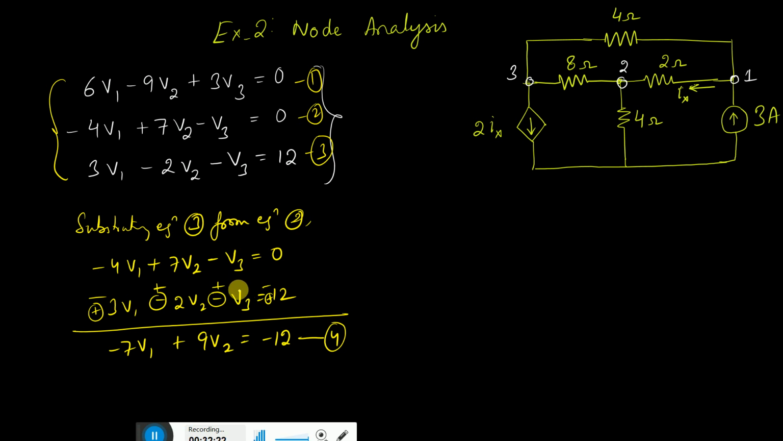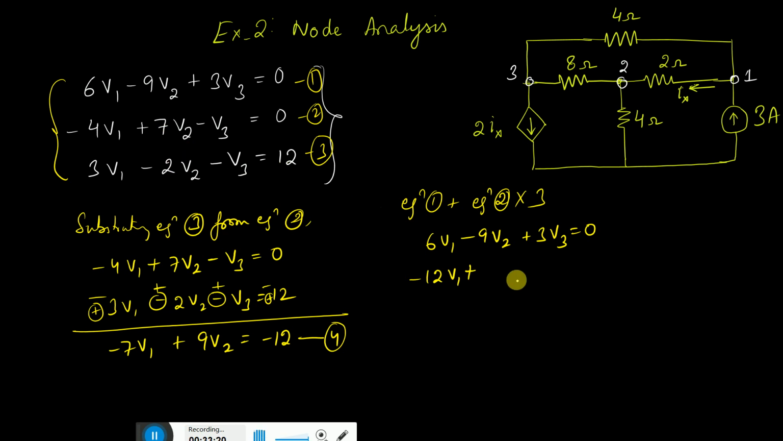Another thing you can do is add equation 1 and 2. Instead of writing add, you can write equation 1 plus equation 2 into 3. So what will you get exactly? 6V1 minus 9V2 plus 3V3 is equal to 0, and this side we multiply with 3, so this will be equal to minus 4 into 3, that is minus 12V1, minus, we are multiplying by 3 so the sign will not be changed, 7 times 3, 21 V2, and then minus 3V3 is equal to 0.